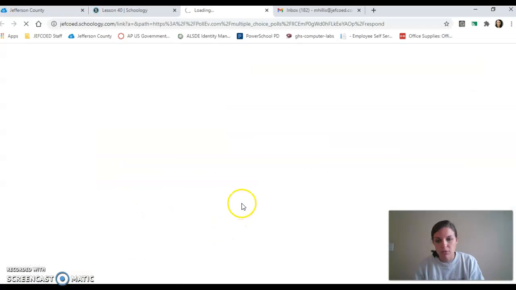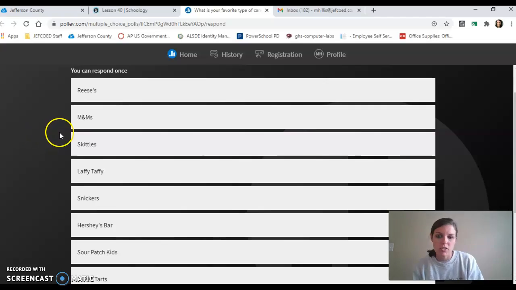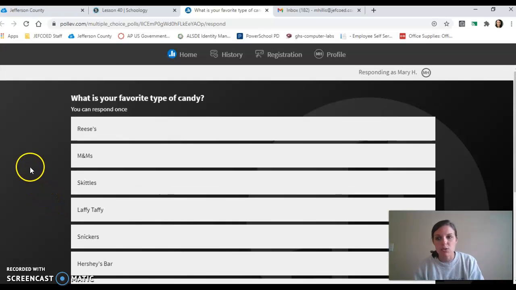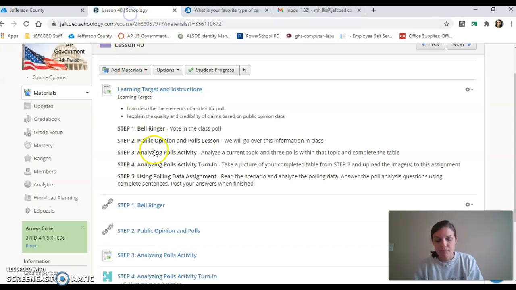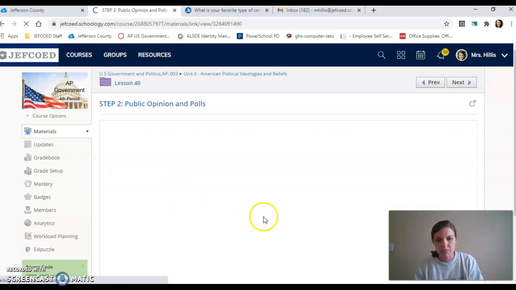Today you have a bell ringer, and on this bell ringer you're just doing a quick poll. So you pick which of the following candies that you like the best, or you can click other if you don't see your option listed. And then after you do that, you're going to click here where it says public opinions and polls.